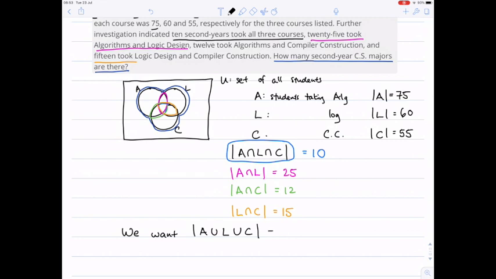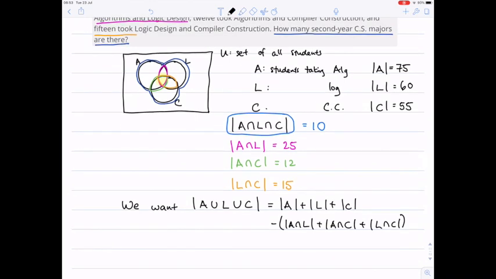So if we work this out, this is going to be the size of A plus the size of L plus the size of C. Then we're going to subtract off the size of A intersection L, the size of A intersection C, and the size of L intersection C. But if we only did that, then our little middle bit over here would actually not be counted at all. You can check that for yourself. So we're going to add back in the size of the intersection.